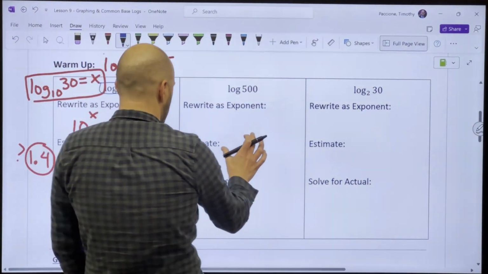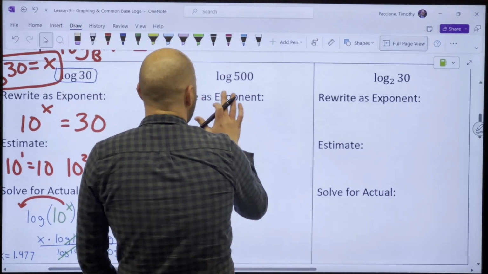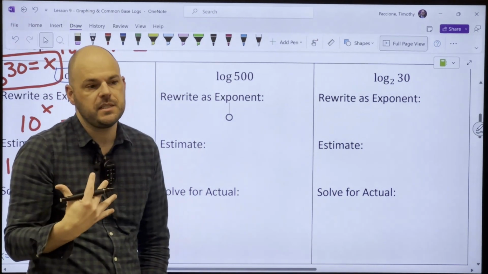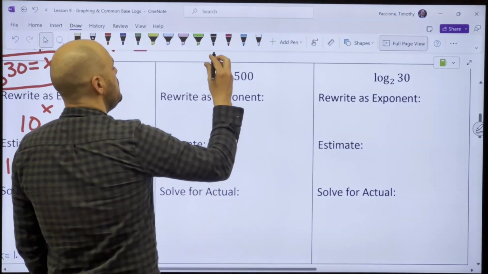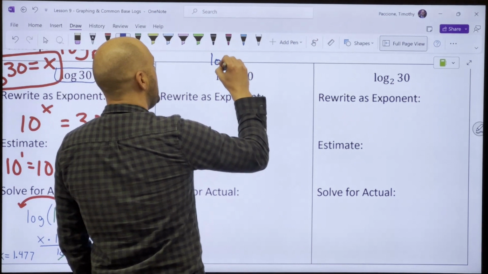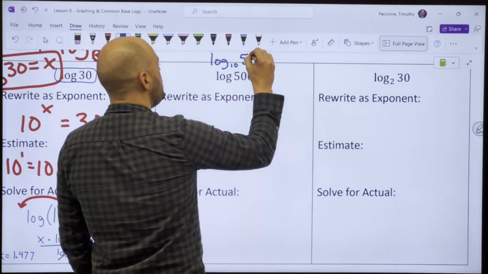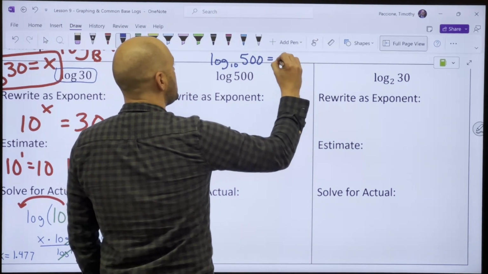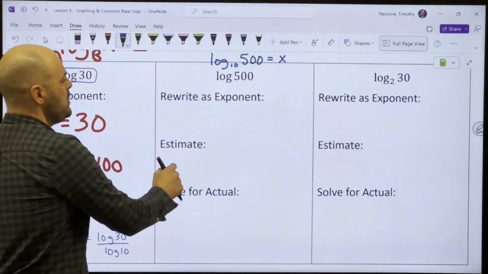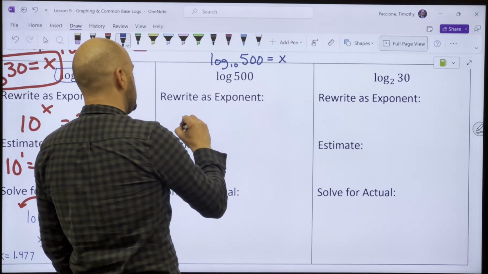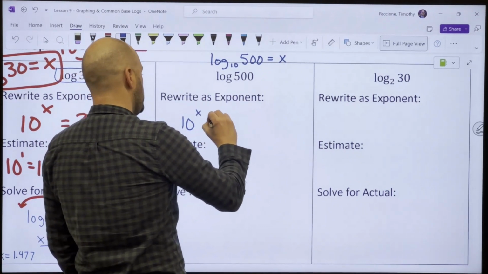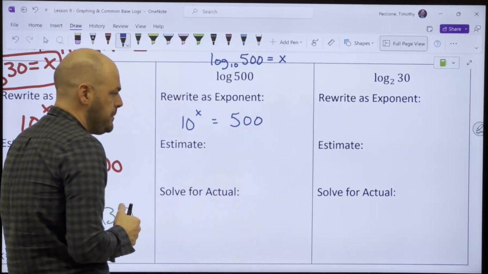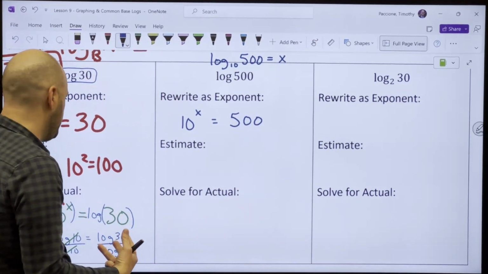All right, so log 500. Well, we just had an example with a missing base. We know that base is actually 10. So really what this is saying is log base 10 of 500. And what do we not know? The exponent, so we put an x there. That allows us to rewrite this as 10 to the x equals 500. Now, if we want to estimate, we go through that process again.